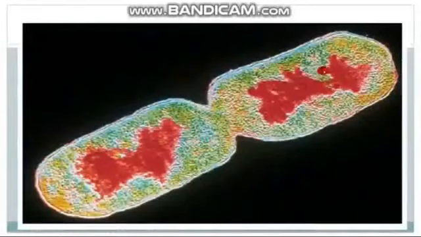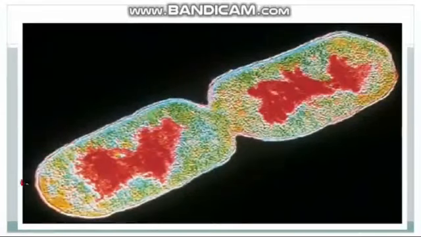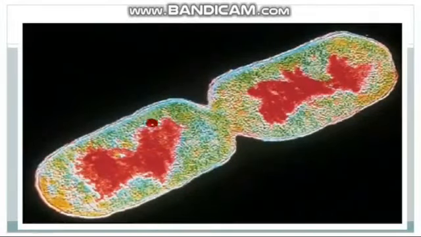Now this is the diagram from the electron microscope, showing the nucleoid. This red part represents the nucleoid structure. This is the cell. When the cell is divided, you can easily check the nucleoid.